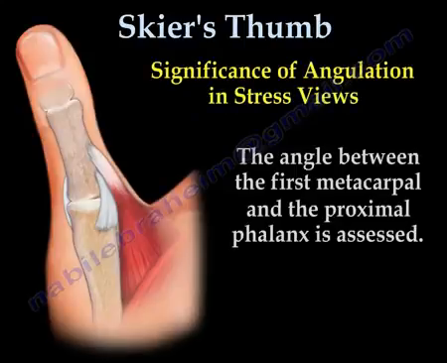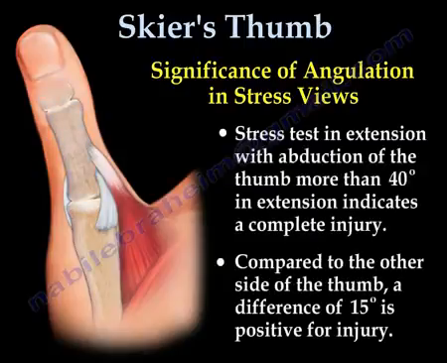Significance of angulation in stress views. The angle between the first metacarpal and the proximal phalanx is assessed. A stress test in extension with abduction of the thumb more than 40 degrees indicates a complete injury. Or, compared to the other side, a difference of 15 degrees is positive for the injury.